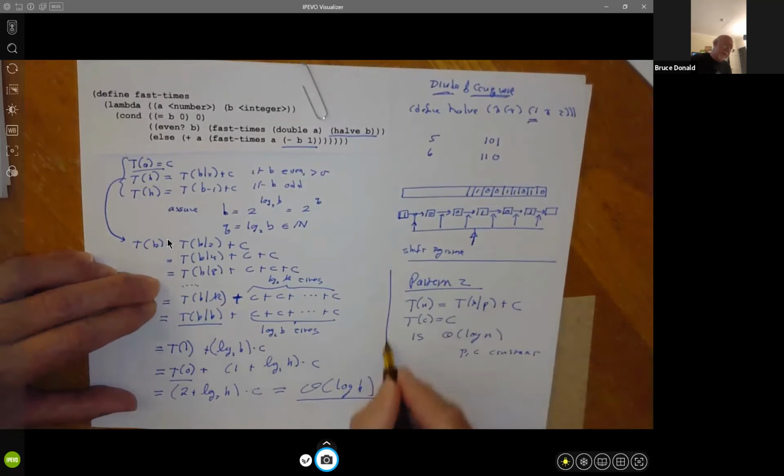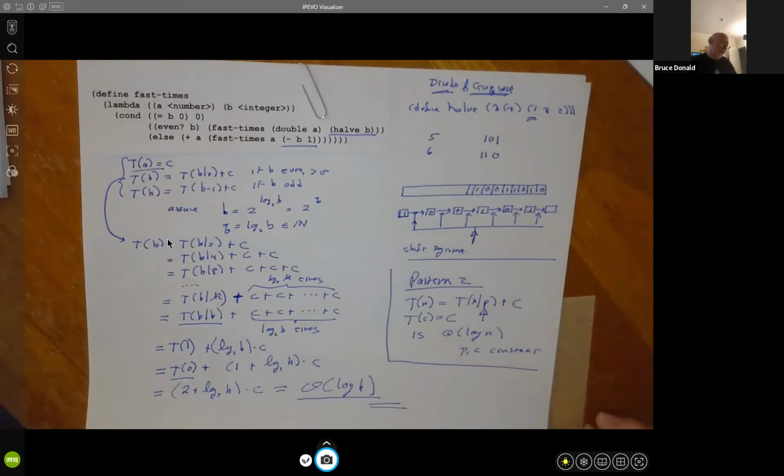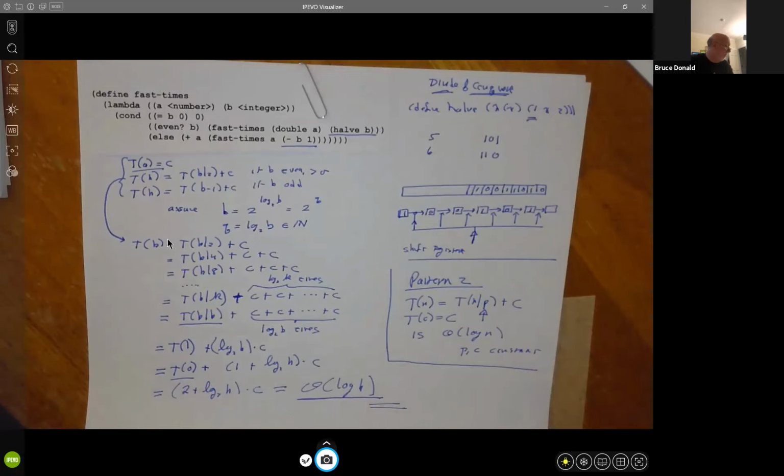So now that we've proven it, we can use that anywhere we see this pattern. And it's more general than just dividing by 2. You can divide it up in smaller pieces as well. So now we have a proof that in the case where b is a power of 2, so we always call the even branch, the complexity of this function is only log b, which is going to be much faster. Any questions on this?